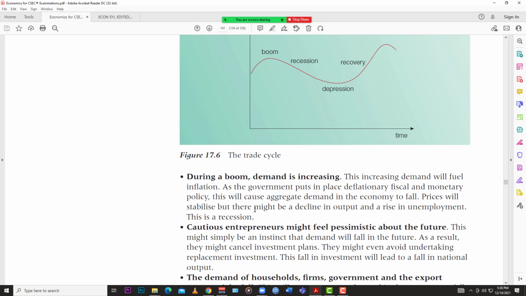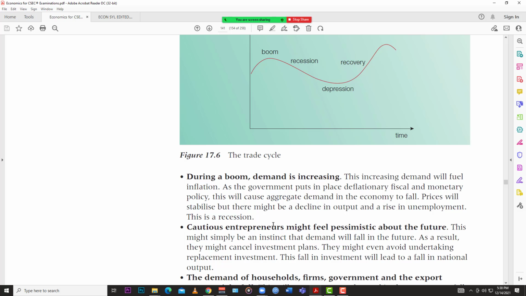So when the producers' confidence is shaken, they're not too confident about the future. They're a little pessimistic about the future. Then they would pull back their investment. That can lead to a reduction in output and thus lead to a recession. So that's from the producer side of things.